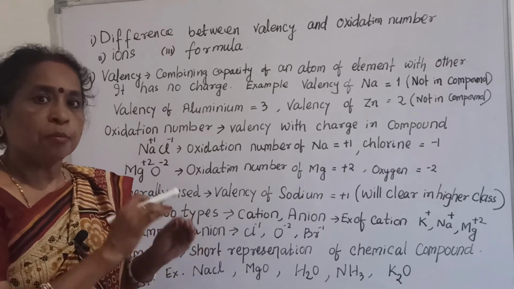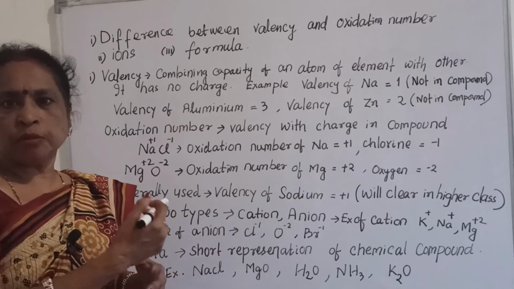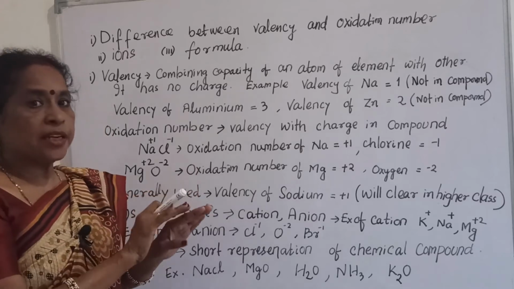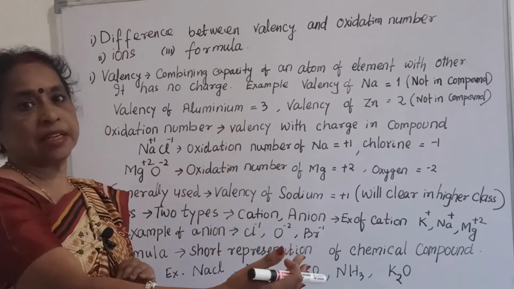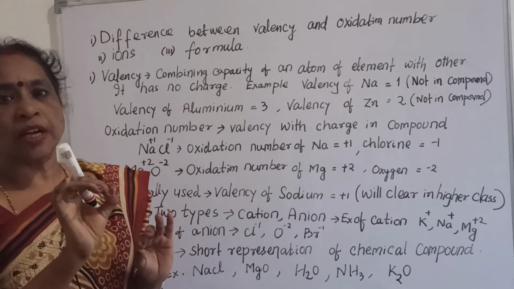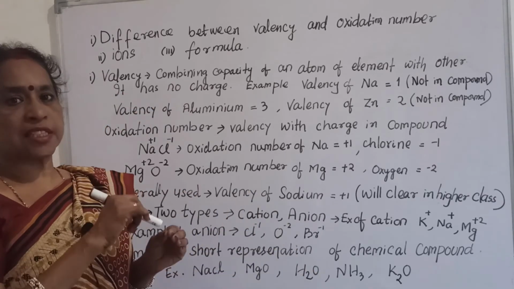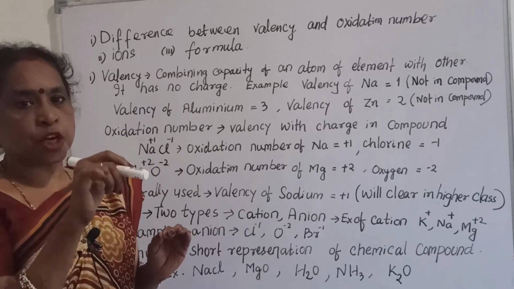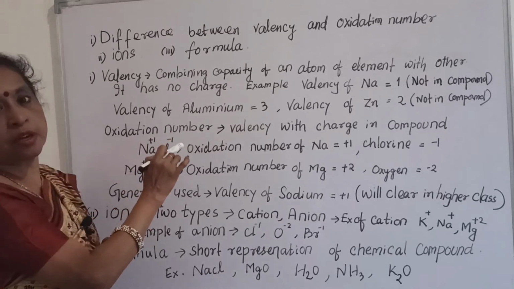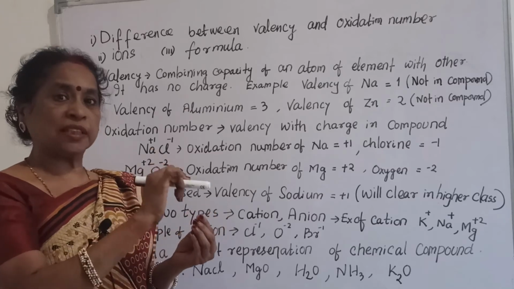We can only say the valency of sodium is 1, valency of barium 2, magnesium 2, potassium 1, like this. Because when it is free, not combined with other elements, it has only a simple digit 1, 2, 3, like this. When it is in the form of compounds, then you can say the valency or charge, +1, +2, like this. That is known as the oxidation number. Oxidation number means it is the valency but with charge.